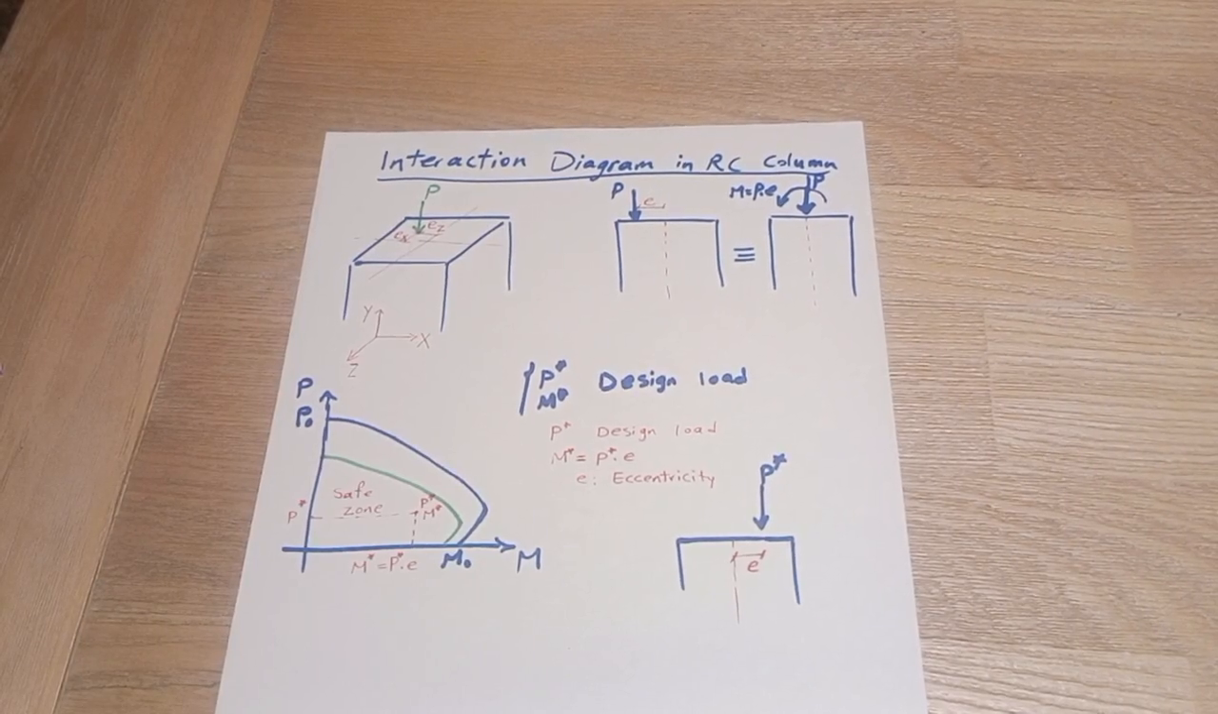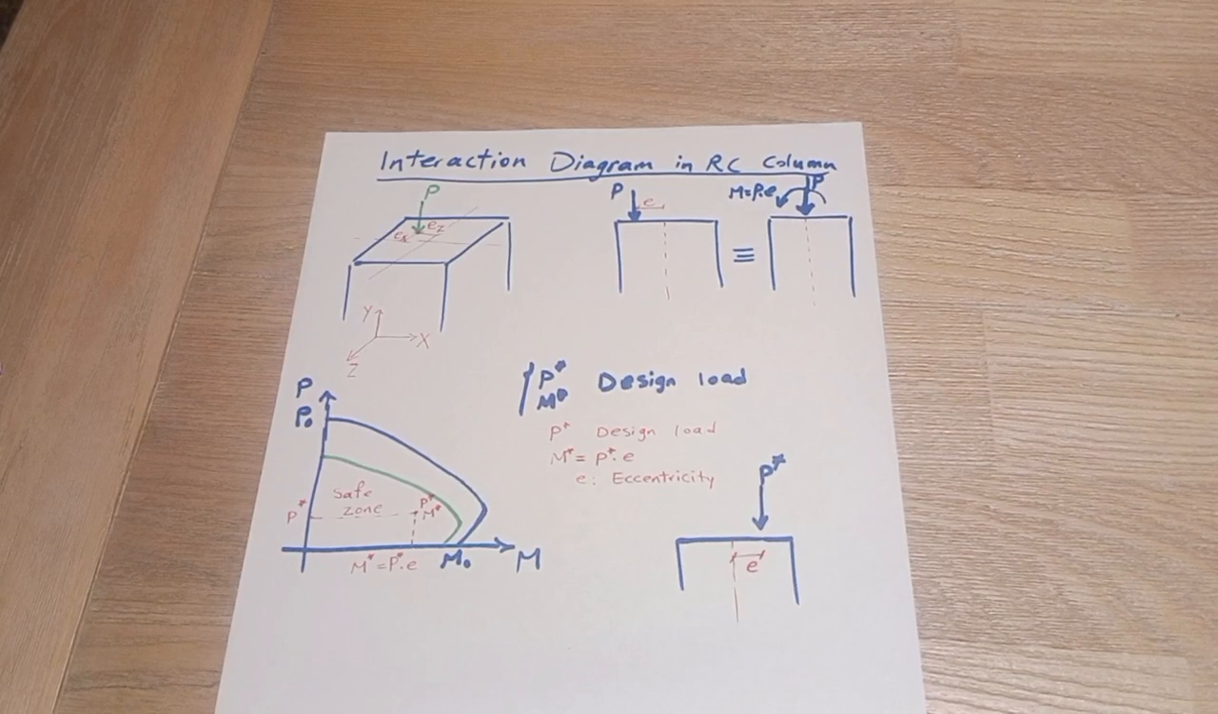Hello everyone. Today we're going to talk about interaction diagram in reinforced concrete column. That is combination of steel and concrete and works under compression in general, but we may have just tension as well. So first we're going to discuss about 3D view, and for simplicity we will discuss on 2D view and eccentricity from just one axis.